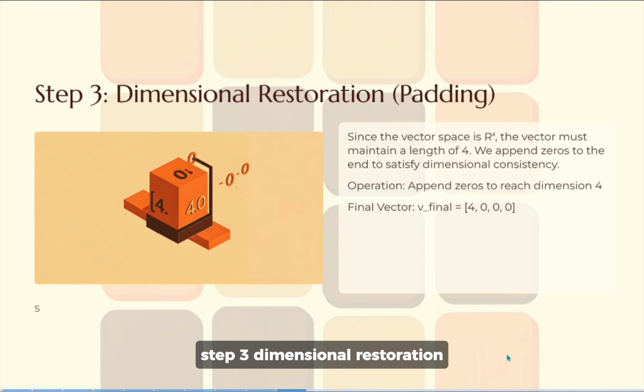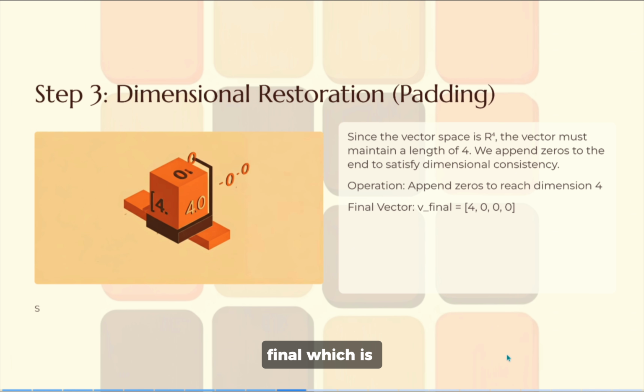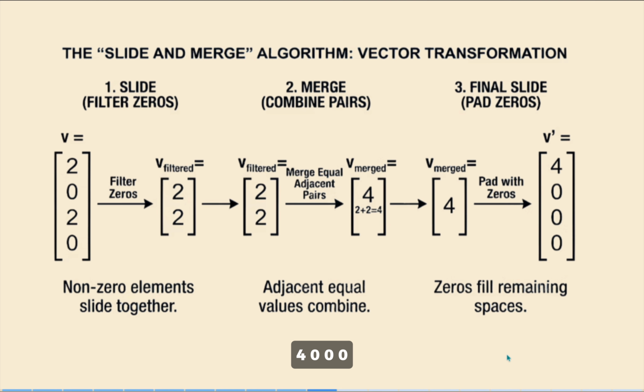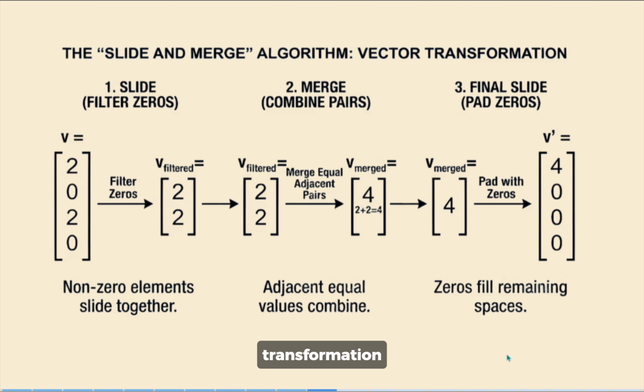Step 3. Dimensional restoration. Since the vector space is R to the power 4, the transformed vector must maintain dimension 4. We append zeros to the end, and the final vector is v final, which is 4, 0, 0, 0. This guarantees dimensional consistency across all transformations.